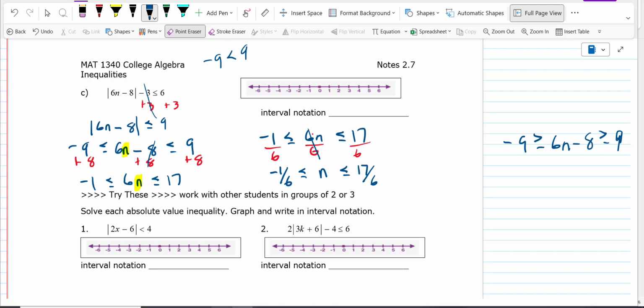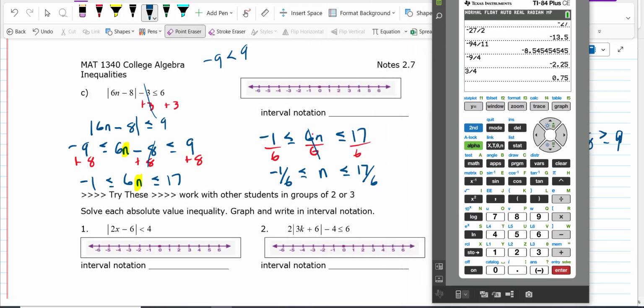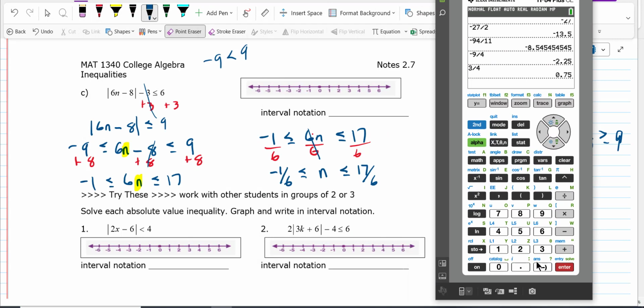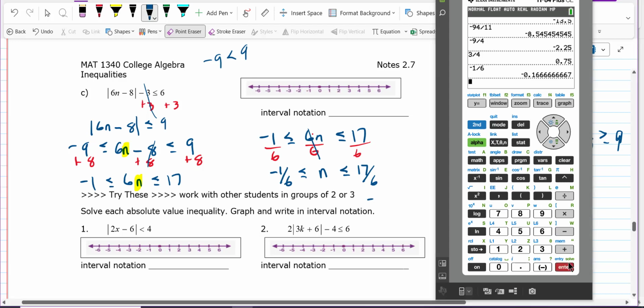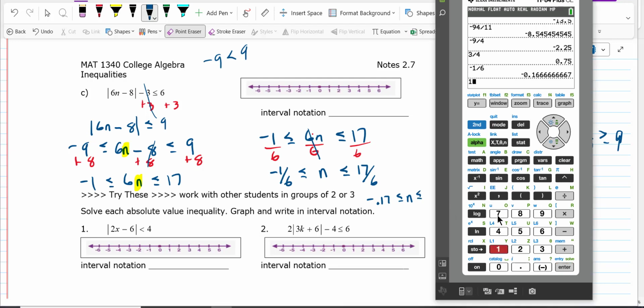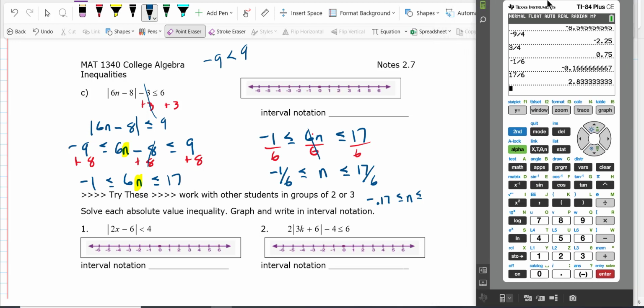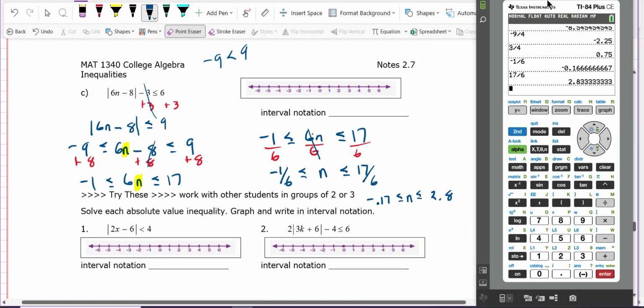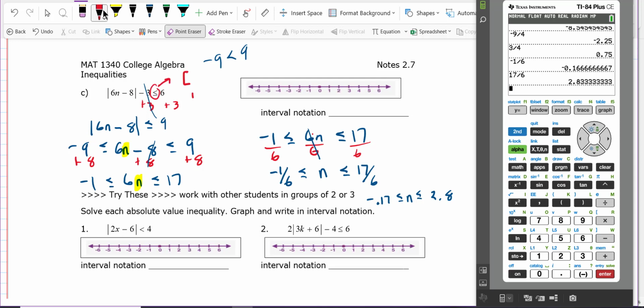Okay, so if you want to look at a calculator to get a sense of where this is, like -1/6, it doesn't really matter. It's really -0.17 approximately. And then if you do 17 divided by 6, you're going to get about 2.8. So you can change that so that you can get a good sense of where the numbers fall on the number line. Okay, this one is a less than or equal to, so you're going to use brackets, which is going to mean you're going to include the endpoints.